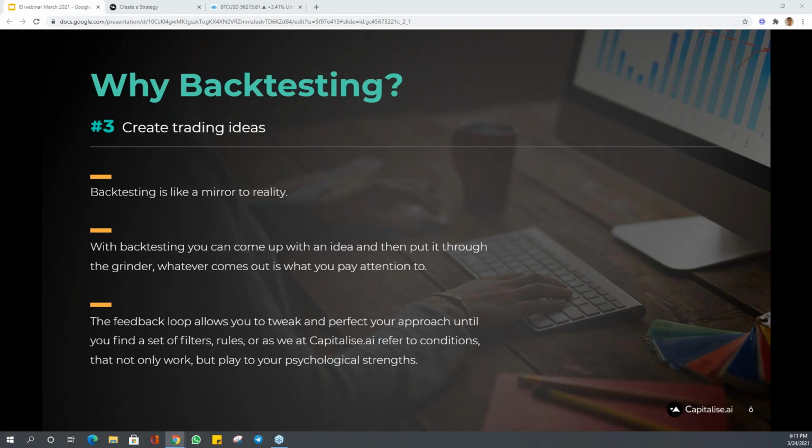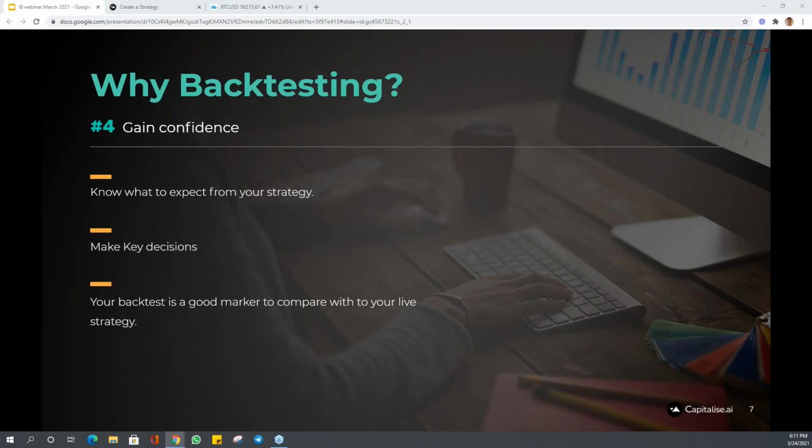So let's click next. And the last reason why we backtest is to gain confidence. So develop sincere confidence. Unless you are a veteran trader with many years of consistently profitable trading under your belt, you need to backtest. Any confidence you have in your strategy is naive without backtesting.